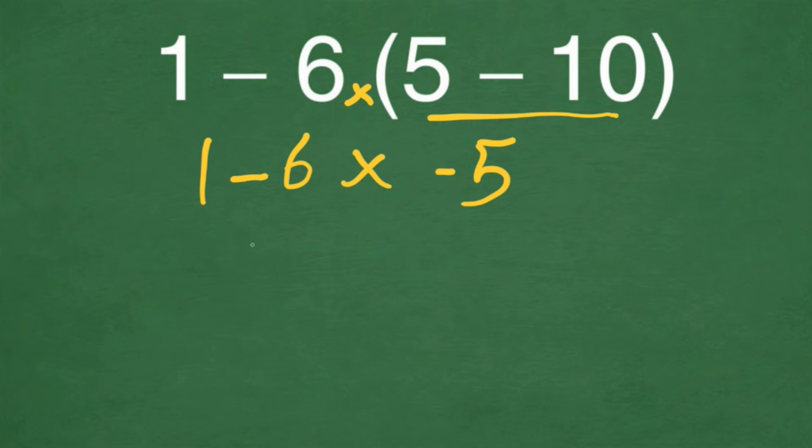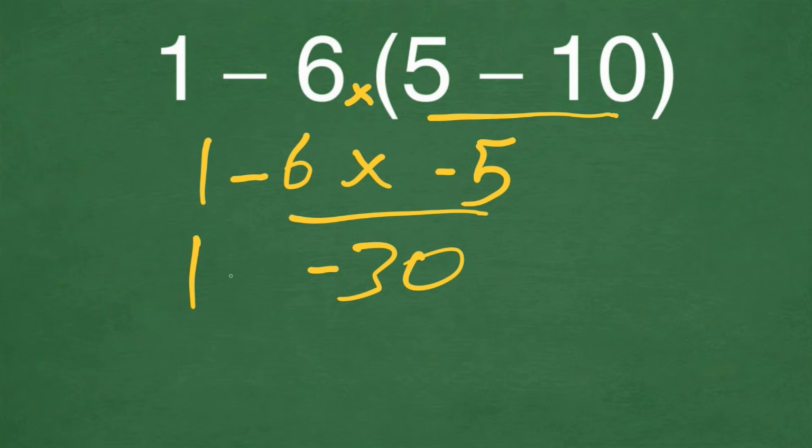And the thing you need to notice here is that even though we did the math inside the parentheses, we can't get rid of the parentheses, right? So here we have subtraction and we have multiplication. We have to do the multiplication before the subtraction, right? So 6 times negative 5 is going to be the next operation, and 6 times negative 5 gives us negative 30. So 1 minus negative 30 is going to be the next operation.